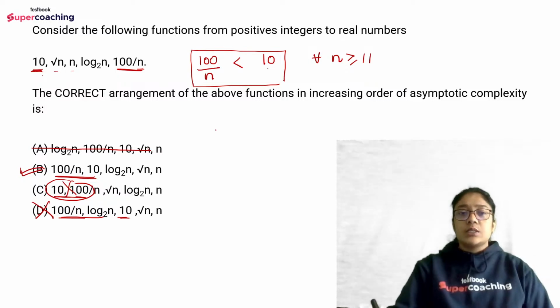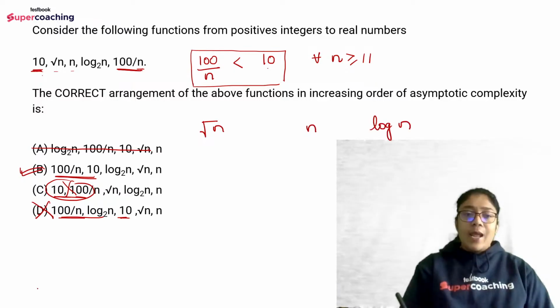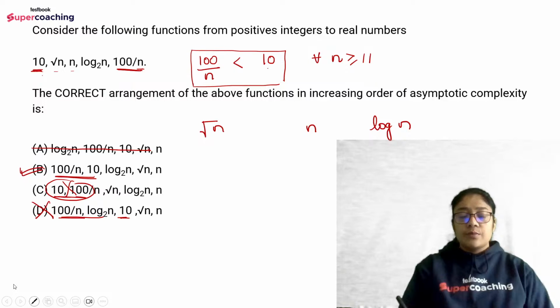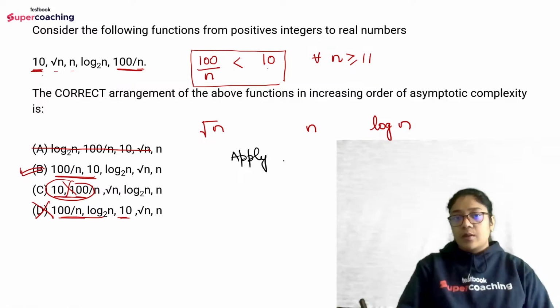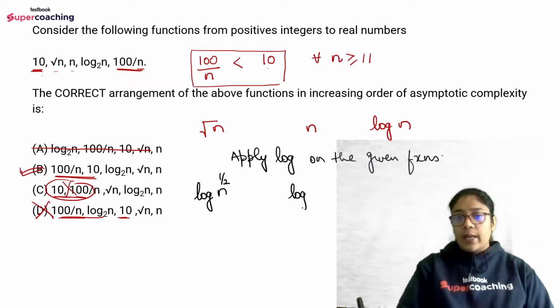So apart from these two functions we have root n, we have n, we have log n. I'll apply log on the given functions. So here we'll be getting log root n means n raised to power 1 by 2. Here we'll be getting log n. Here we'll be getting log of log n.